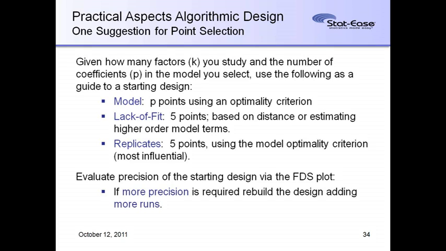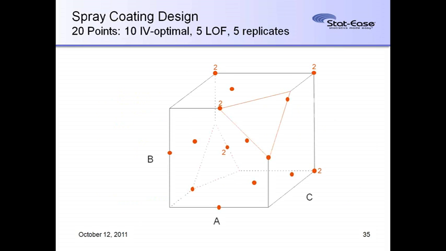And if that precision is not good enough, then what we could do is add more runs, and we could decide when to quit adding runs when we have the precision we require. Okay. So this is just an example of a 10-point IV optimal design with 5 lack of fit points and 5 replicates. So there's 20 points on here, not actually 20 points because some of them are run twice, but if you added up the points that are single, and then 2 for each one that has a 2 by it, you'd get 20 runs. Spread across that cube with the 2 corners cut off.